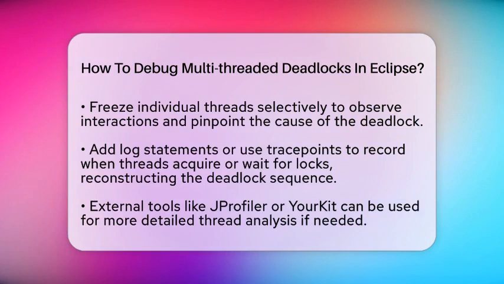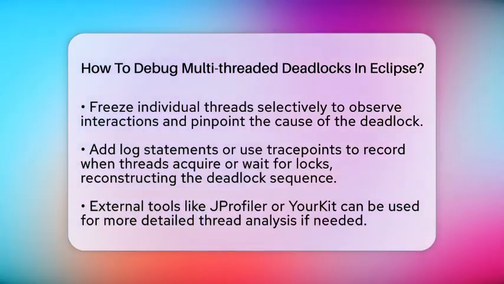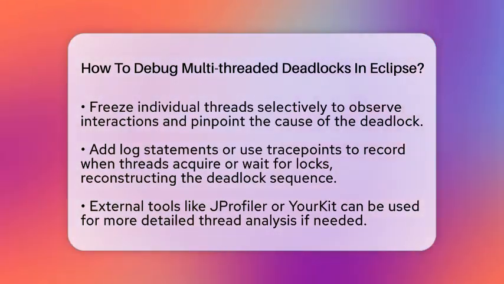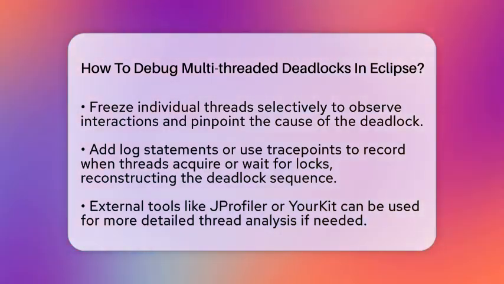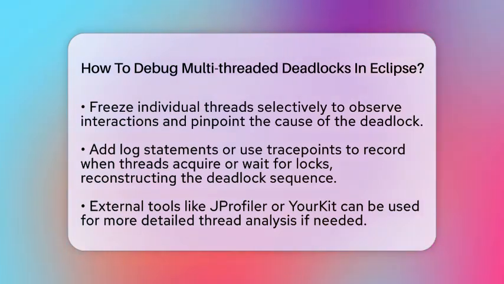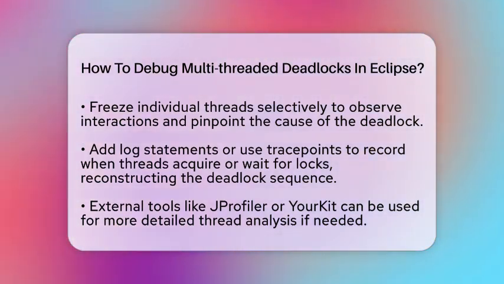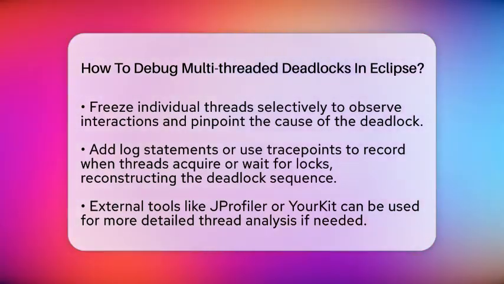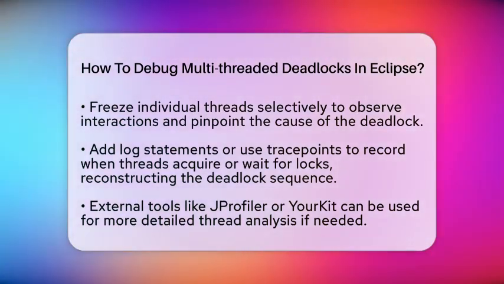Logging thread activity is also useful. Add log statements or use tracepoints to record when threads acquire or wait for locks. This helps you reconstruct the sequence of events leading to the deadlock. If needed, external tools like JProfiler or YourKit can provide more advanced thread analysis. But often, Eclipse's built-in debugger is enough to spot deadlocks.